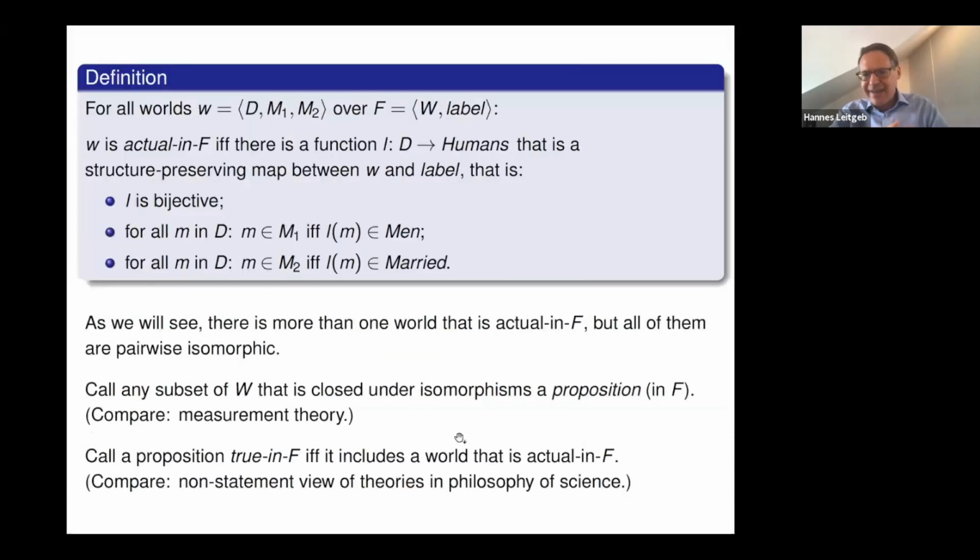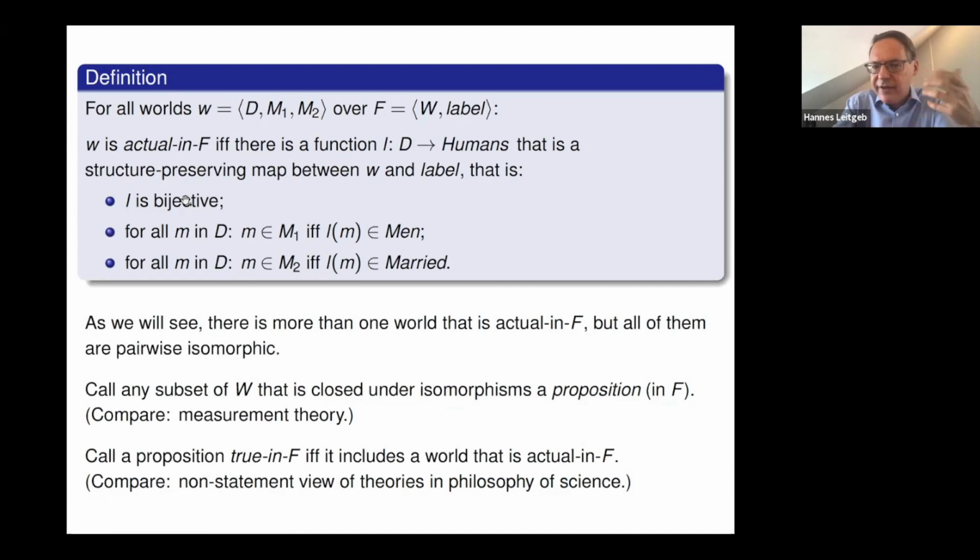The next step is we define what it means to call a world actual in the framework. Remember, these are purely mathematical triples. Everything is framework relative here. A world is actual in the framework just in case there is a function from the domain of that world, the set D, into the set of humans, which is a structure preserving map, meaning it's bijective, one-to-one and onto.